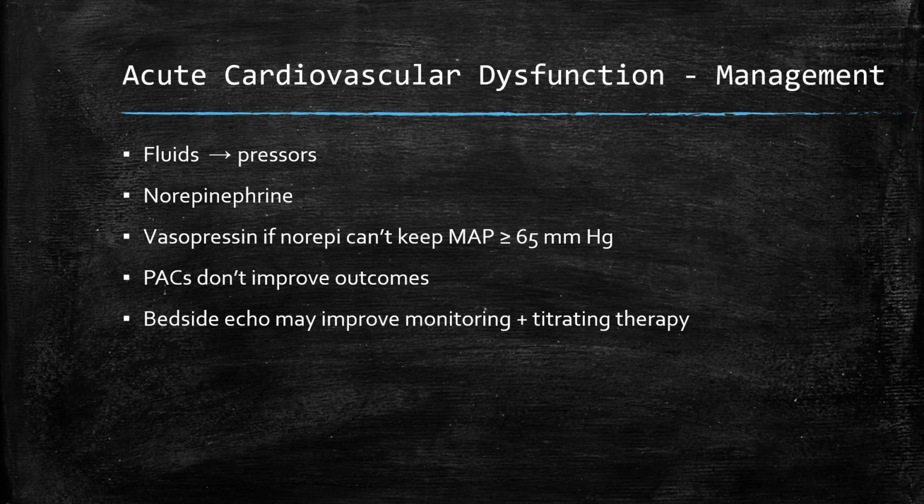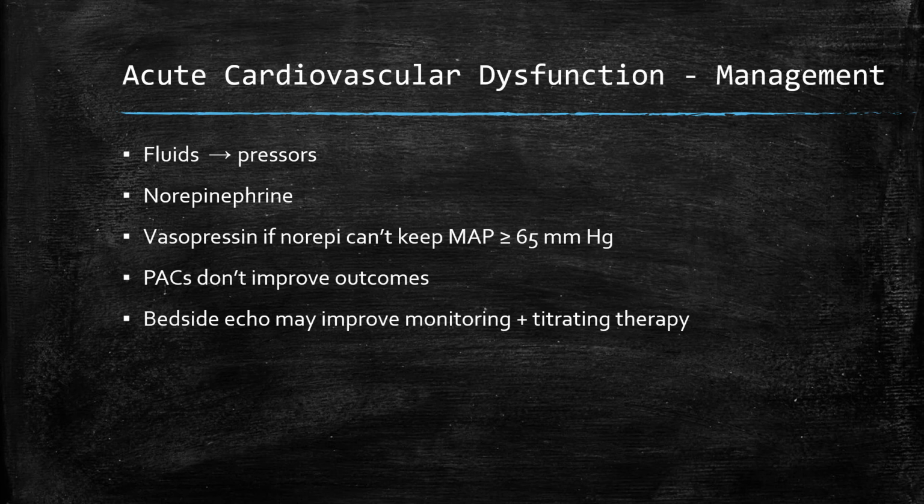The management of acute cardiovascular dysfunction begins with aggressive fluid resuscitation. If fluids alone are unable to keep the MAP above 65 millimeters of mercury, then vasopressors are added. The typical drug chosen first is norepinephrine. But if norepinephrine alone cannot keep the MAP at an acceptable level, then additional vasopressors should be added.